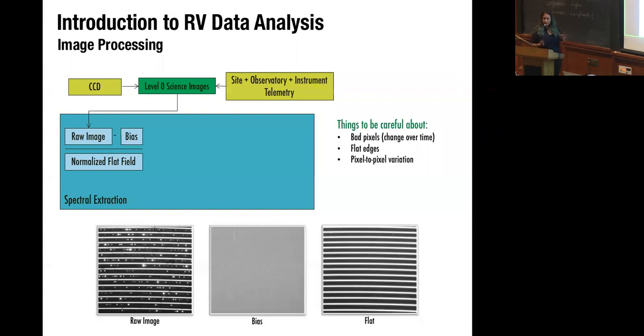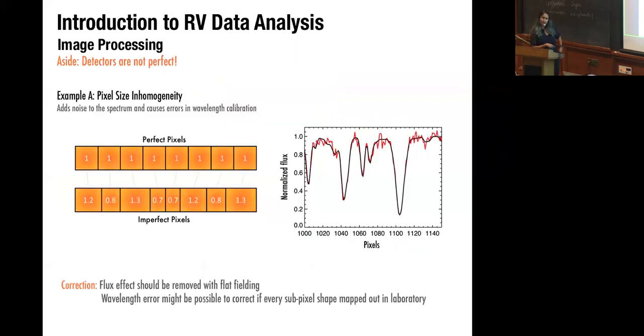And so these are pretty regular steps, but you have to be careful about a few different things. Things like bad pixels, this is where you account for them. Keep in mind bad pixels change over time, CCDs degrade. You also have to worry about the edges of these flat fields. That's a nuance, but very important for fiber-fed spectrographs. And the other thing is pixel to pixel variation. So you don't want the fact that the CCD pixels are not exactly the same to change how you measure the star. And so I'm going to do a little aside on how imperfect CCDs are.